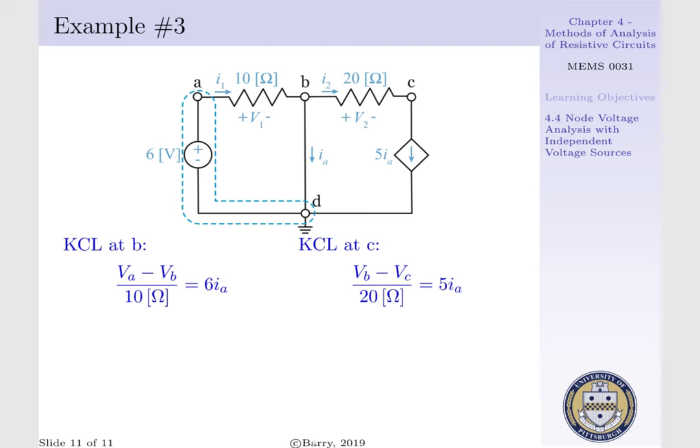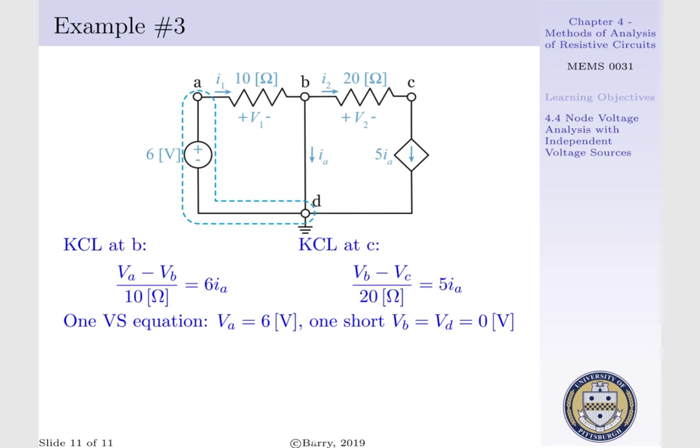We still need an additional equation, and that comes from our voltage source. We know VA minus VD is going to be equal to 6 volts, where VD is equal to 0, thus VA is equal to 6 volts. And we have information about node B. Our voltage at node B is equal to that at node D, which is our ground, which is 0 volts, thus VB is equal to 0 volts.